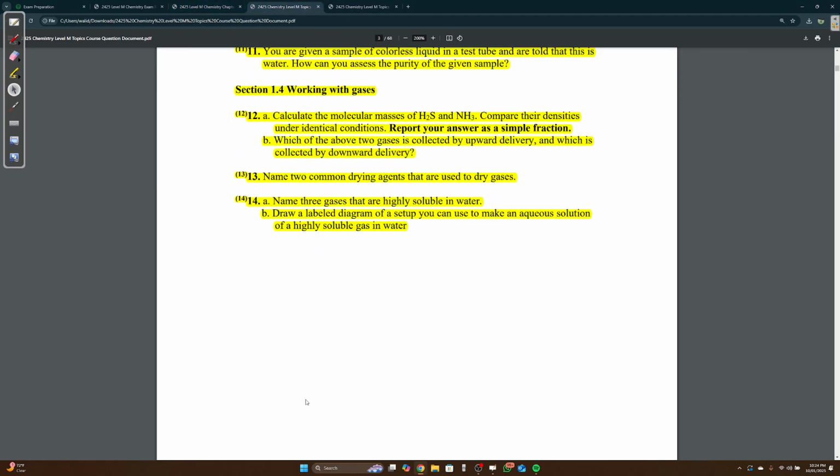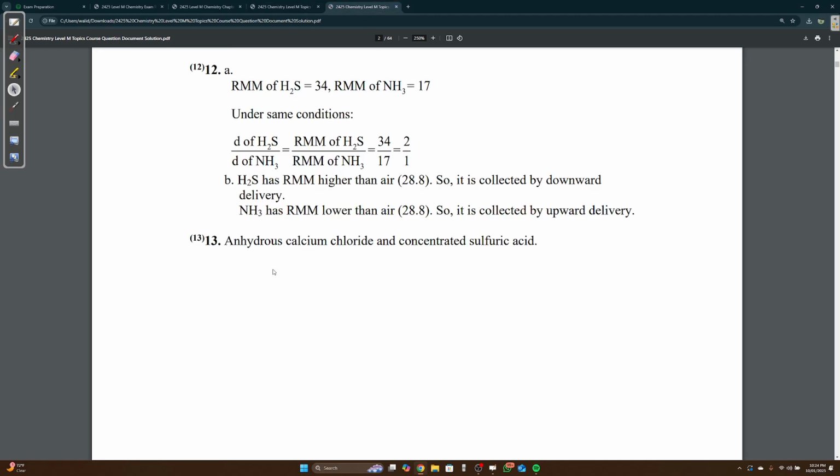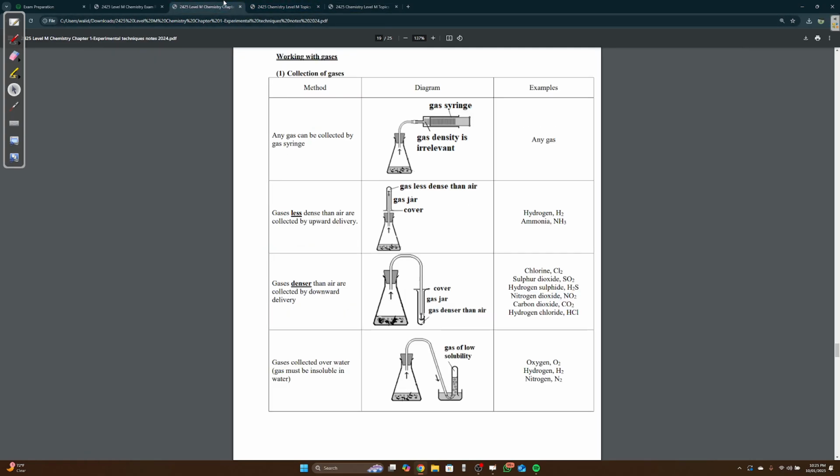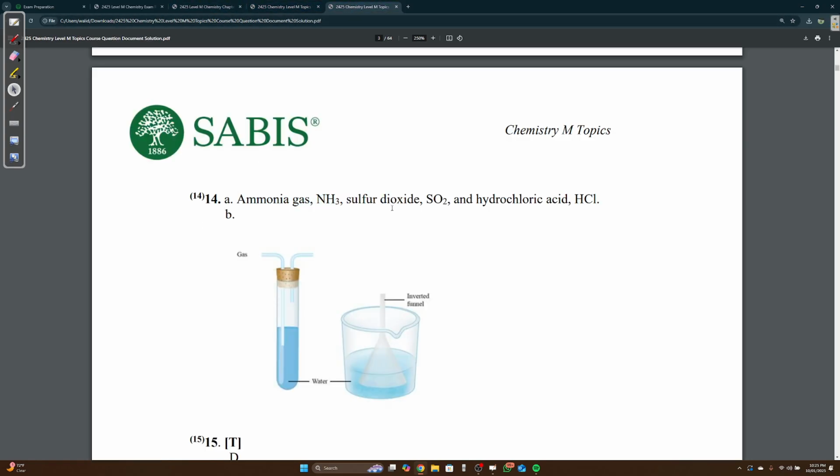Name 3 gases that are highly soluble in water. Let's see. Ammonia. These ones, honestly, I didn't know them, and these are stuff you have to memorize. Ammonia obviously is soluble in water. This was a question we had before. Sulfur dioxide, hydrogen chloride. You memorize these.